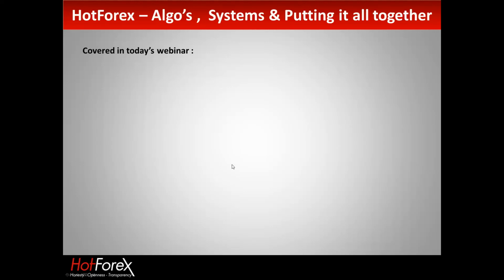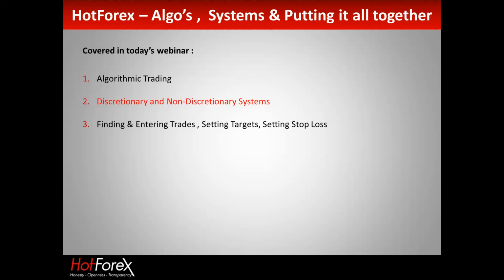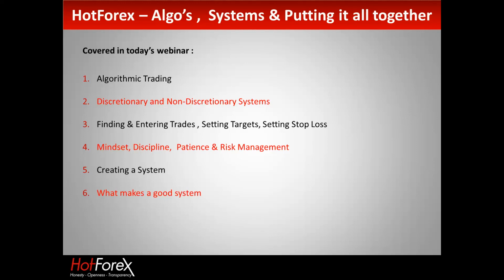So today it's all about systems, algos, a little bit on algos really, and I'll tell you my thoughts on algos and how difficult they can be, and EAs in general. So algorithmic trading, discretionary and non-discretionary systems, what that means, and the pros and cons of each one. And then what I do, so looking for trades, setting targets, setting stop loss, all very simple to be honest, but I say this all the time, and I'm not going to apologize for it, and I'm going to talk about it again today. It's all about discipline, patience, risk management. Risk management is absolutely vital. Mindset, again, I talk about it all the time, and what good systems look like, what bad systems look like, and what sort of targets they should have, what sort of parameters they may have, and what makes a good system.